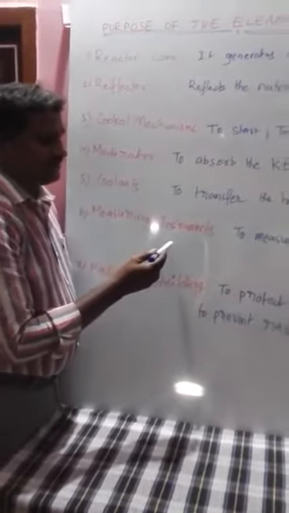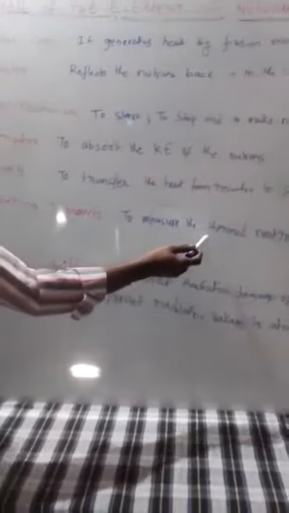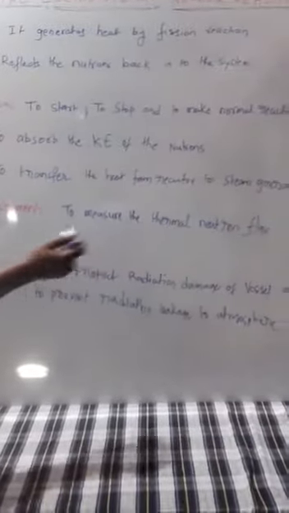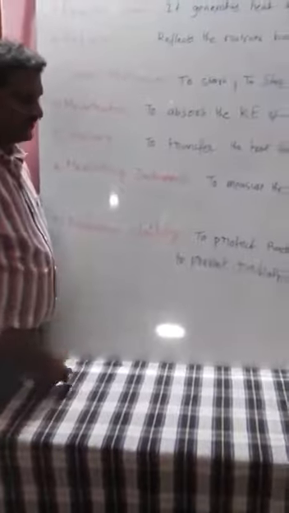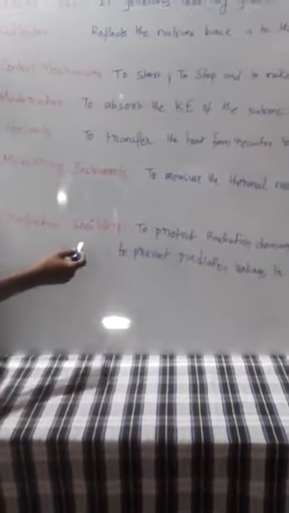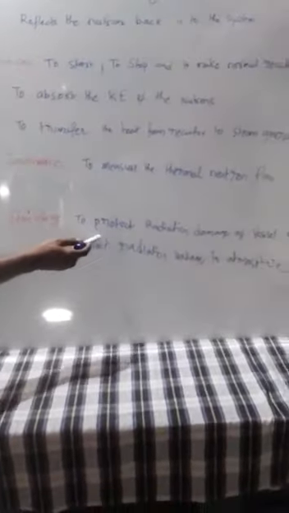These measuring instruments measure the thermal neutron flux. And seventh one, radiation shielding. This radiation shielding is meant to protect the vessel from radiation damage and also to prevent radiation leakage into the atmosphere.